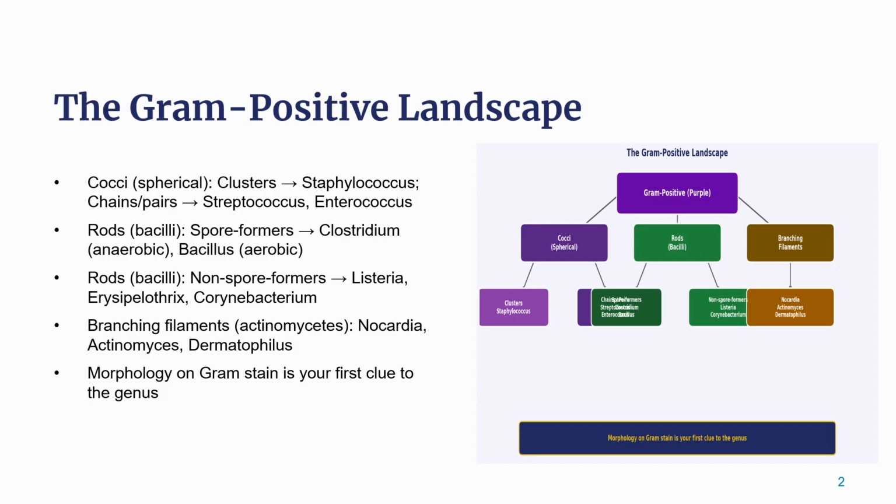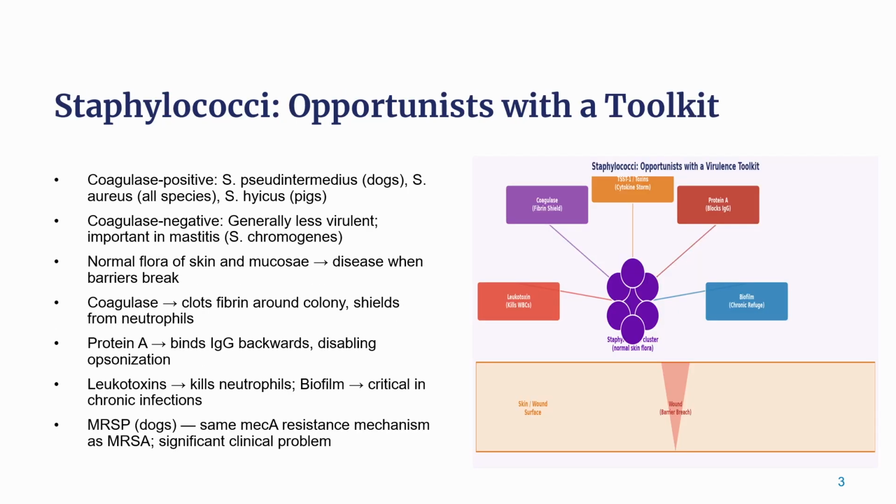Gram stain morphology is not just taxonomy. It narrows your differential list immediately. If you see gram-positive cocci in clusters on a wound swab smear, you're thinking Staphylococcus before culture results are back. Chains in a joint fluid? Streptococcus. Large gram-positive rods in necrotic tissue? The spore formers jump to mind. Clostridia. The morphology is data. And combining it with clinical context, the species, the site, the nature of the lesion, gets you to a working diagnosis fast.